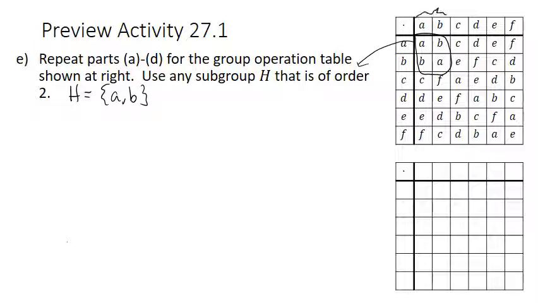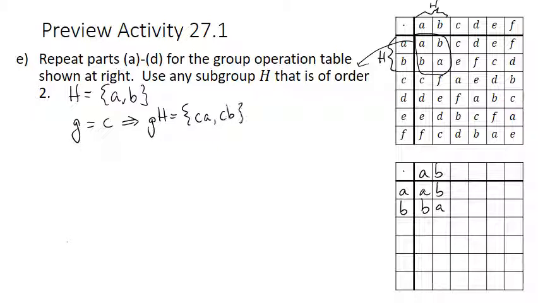Okay, so H will be our subgroup. So I'm going to call this H here, H, and H. Okay, so I'm going to use the same ordering here that I had up above. So this will be A, B, B, A. Okay, so now I'm going to let G be one of the other elements. So I'm just going to uncreatively choose G to be C. So that will tell me then that GH is going to be CA and CB, which is going to be C and F. So those will be my next two elements here, C and F.